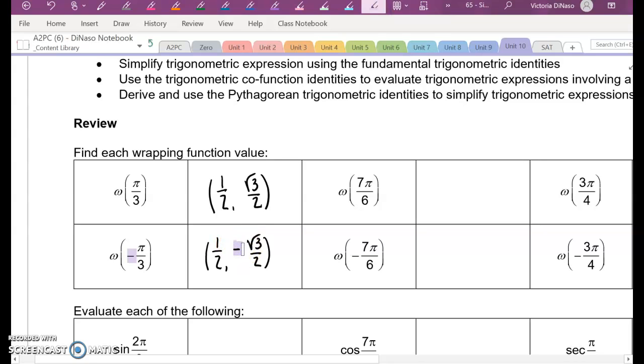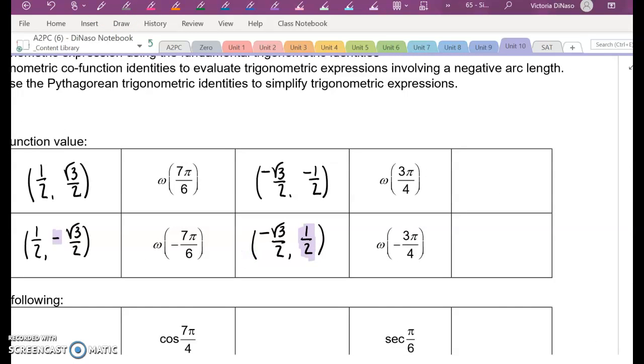Next one, we have the wrapping function, 7 pi over 6. I'm in quadrant number 3, negative, negative. So I've got negative square root 3 over 2, comma, negative 1/2. When you have a negative radian, cosine stays the same, and then you're changing sine to positive 1/2. So that's how the negative works, all right? So you change this whole thing to be positive.